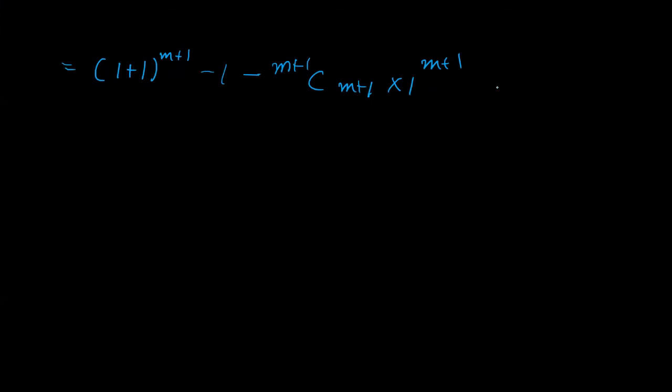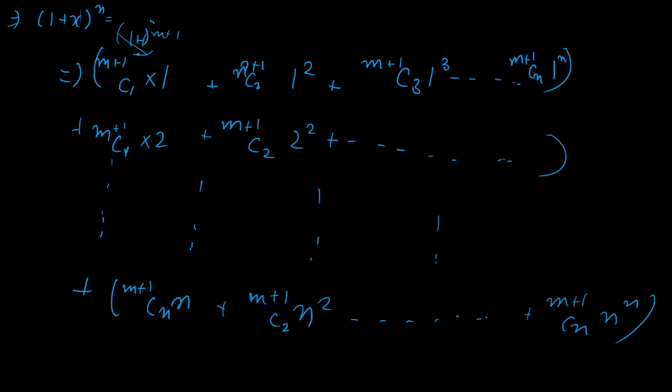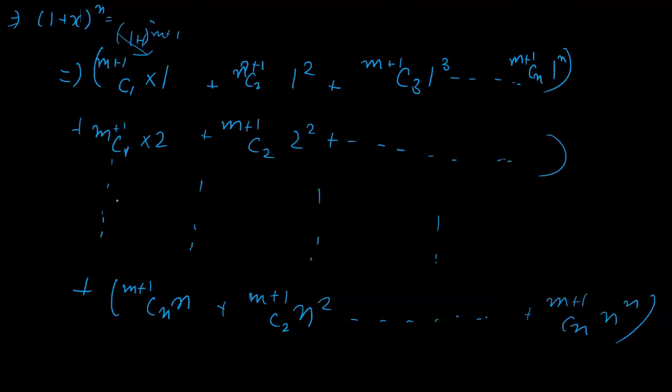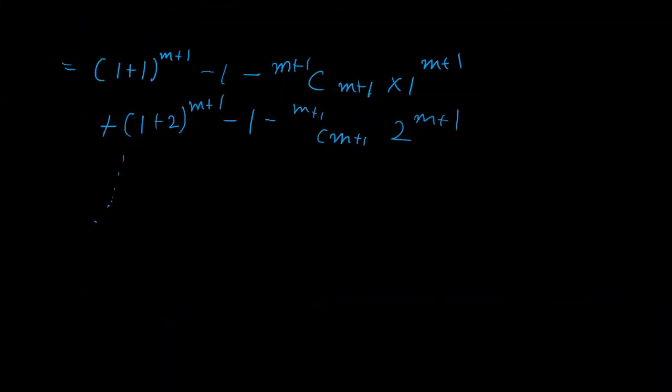Similarly, plus here, instead of substituting x as 1, we'll substitute 2. So it will become what? 1 plus 2 to the power M plus 1, again minus 1, minus M plus 1 C M plus 1 into 2 to the power M plus 1. This will continue, right? Similarly, last term will also get like that. You substitute n and you'll get all the terms.